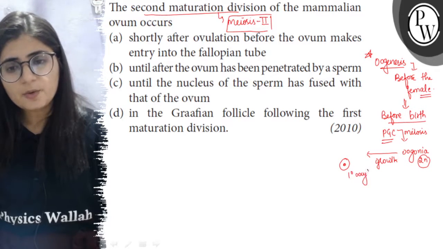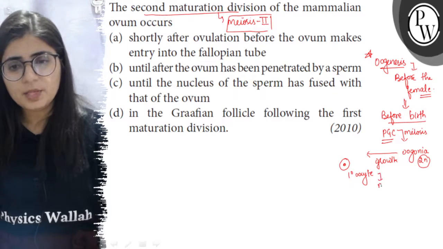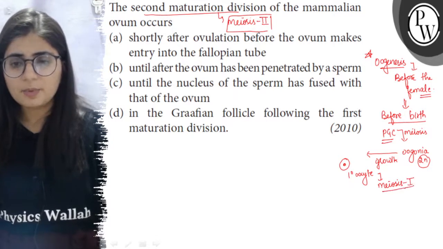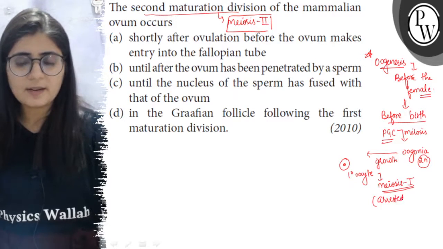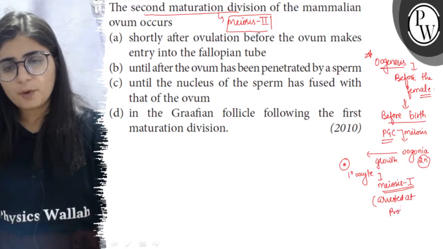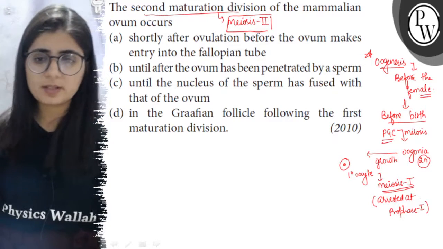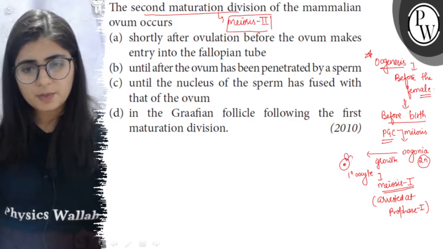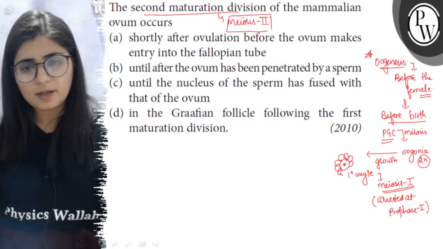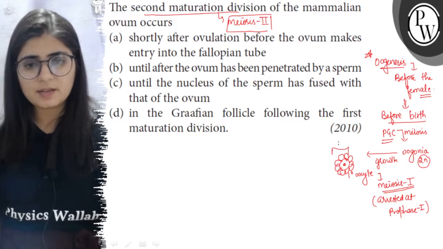Now these oogonia grow in size and this leads to formation of primary oocyte. This primary oocyte starts meiosis I. So first maturation division is started before the birth, but here the primary oocyte is arrested at prophase I of meiosis I. So the first meiotic division is not completed, and this primary oocyte gets surrounded by a layer of follicular cells, and this entire structure is called the primary follicle.